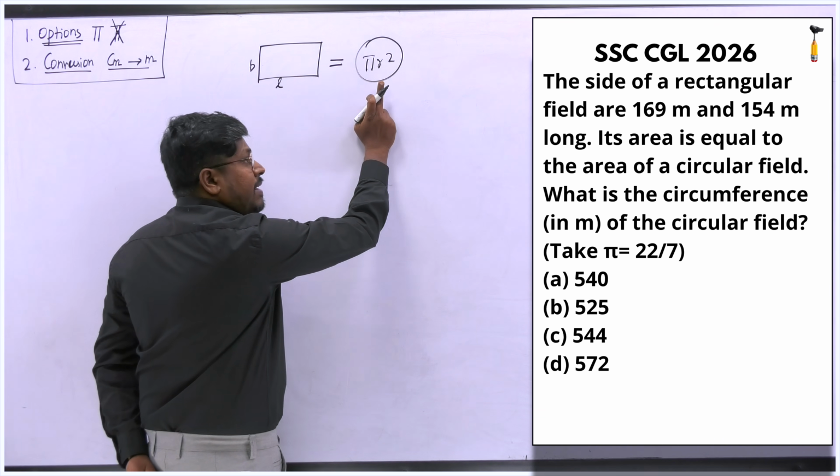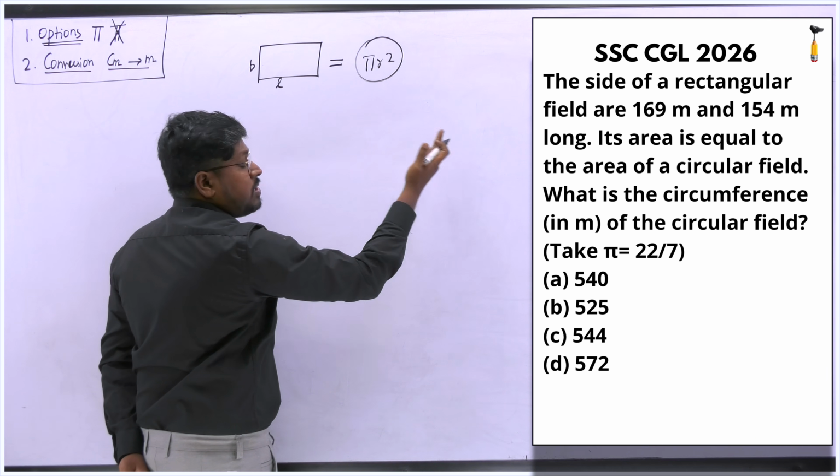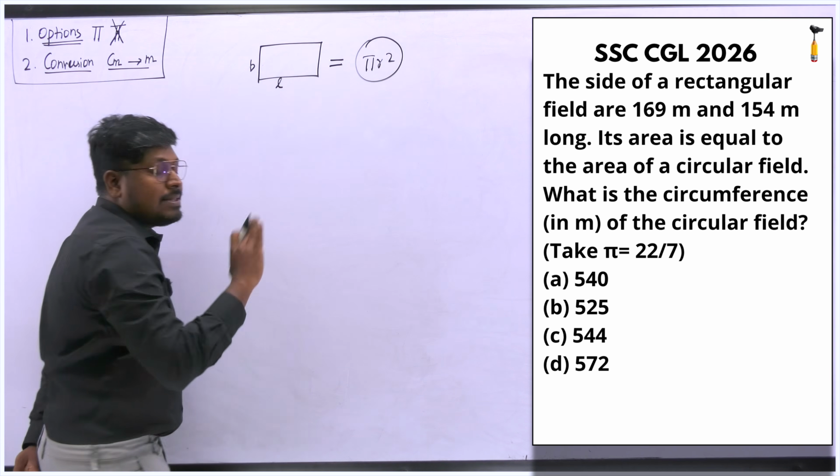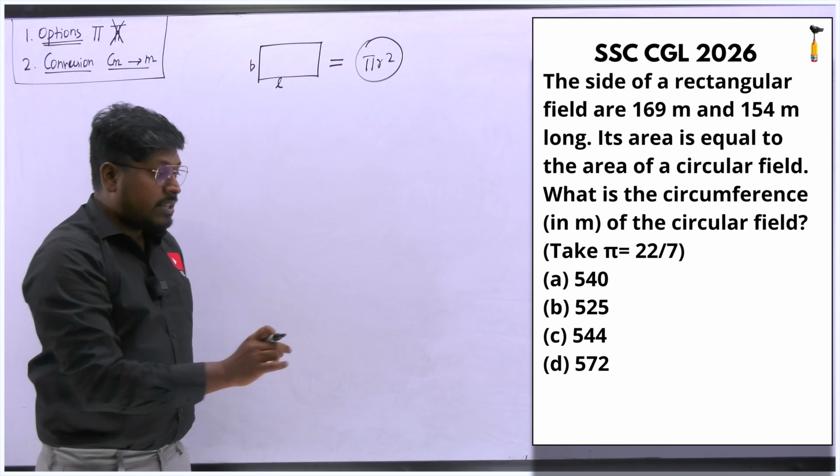So if we need to find the circumference of the circle, we have to know the value of r. Without knowing the radius, we can't find the circumference. And the radius value is also not directly given in the question. What are all the values they have given?